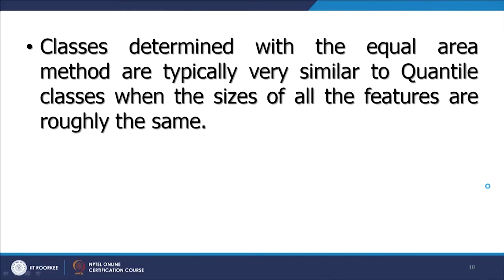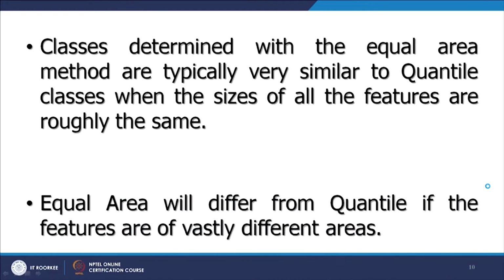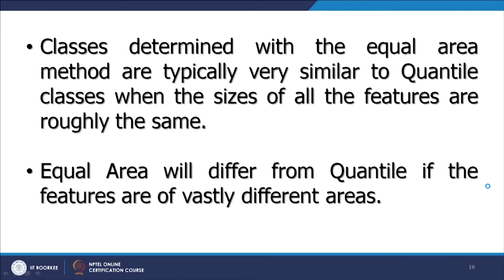Now here in equal area classification, the classes are determined with the equal area method, which is similar to quantile when the sizes of all features are roughly the same, because in quantile also we are using the frequency of occurrence of individual cell values. Equal area will differ from quantile on one account: when features have vastly different areas.